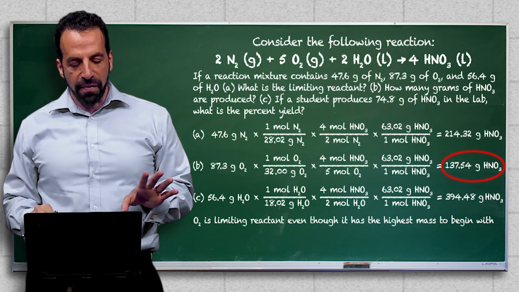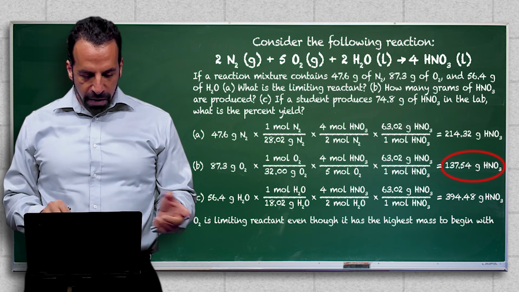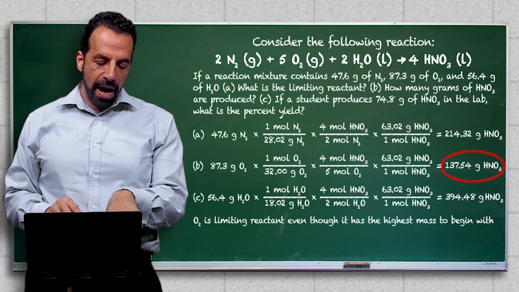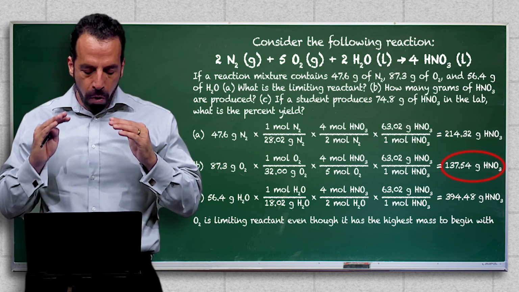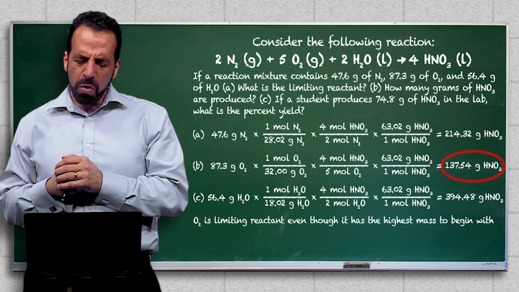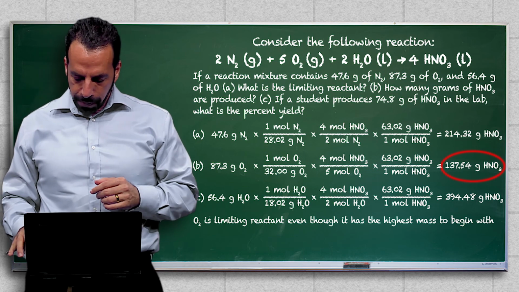And one thing, again, just to emphasize, you can't tell by looking, because even though I had more grams of oxygen to begin with, that's actually the limiting reagent. So you have to just work it out. There's no shortcuts to these types of problems.